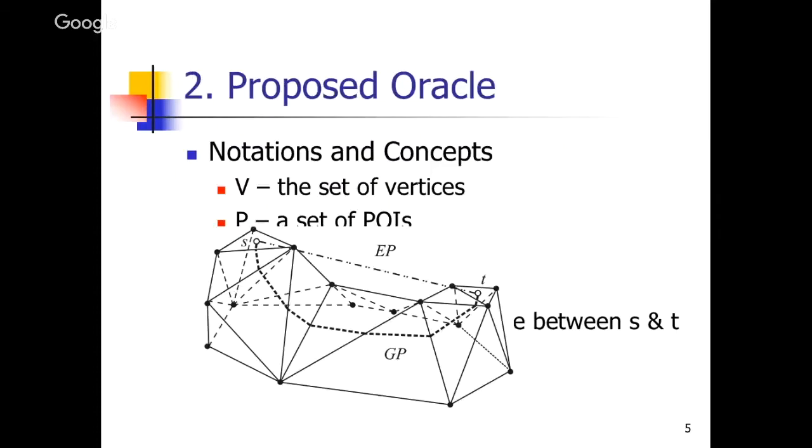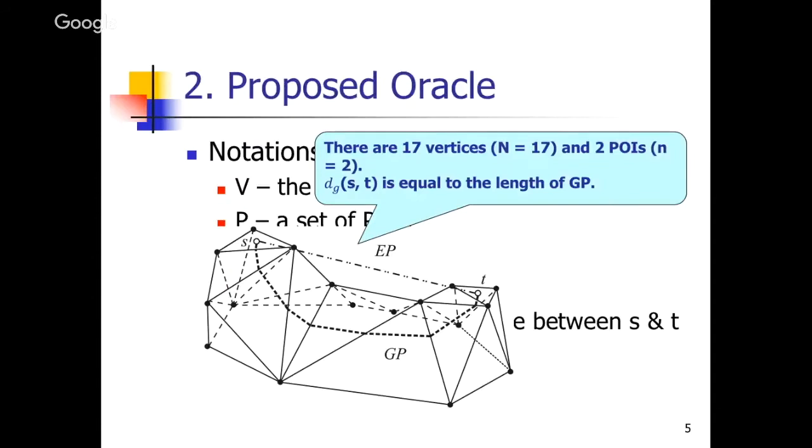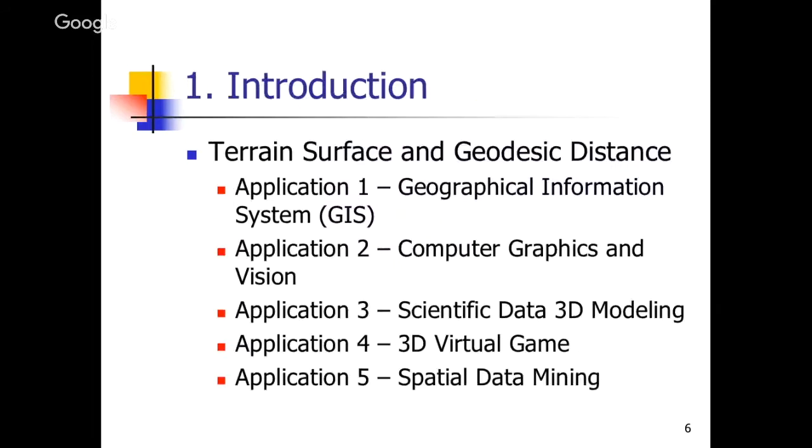Consider this example, where there are 17 vertices, in other words, 17 black points, and there are 2 points of interest. So in this example, big N is equal to 17, and small n is equal to 2. And DG(S,T) is equal to the length of GP, okay? This geodesic distance query has many applications. Let me elaborate one by one.